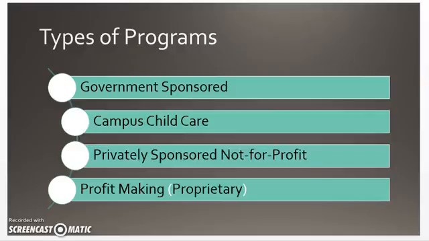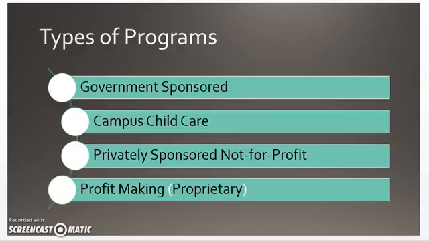The next one is privately sponsored, not-for-profit. These are centers sponsored by large industries, hospitals, and even apartment complexes. They offer services for children and their employees and residents. So they are a little more geared toward the business sector. They may be free or on a sliding fee scale. Profit making are typically programs that have a profit involved. So these are going to be centers that are going to be making a profit.